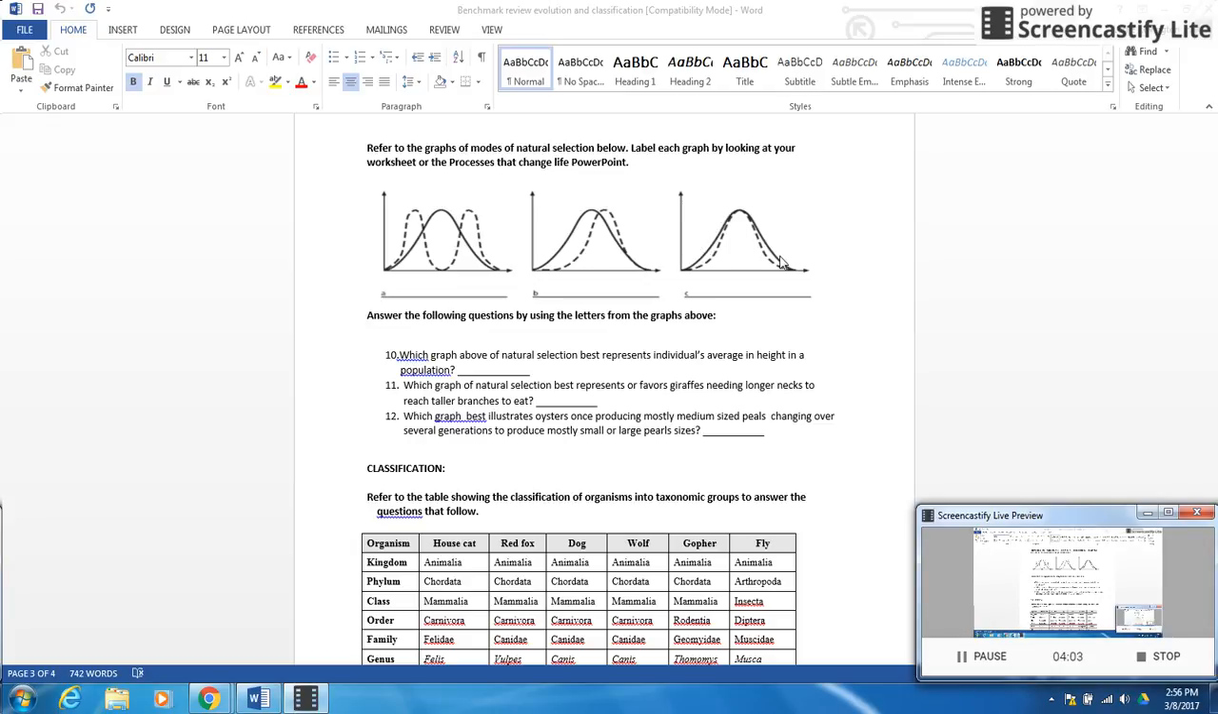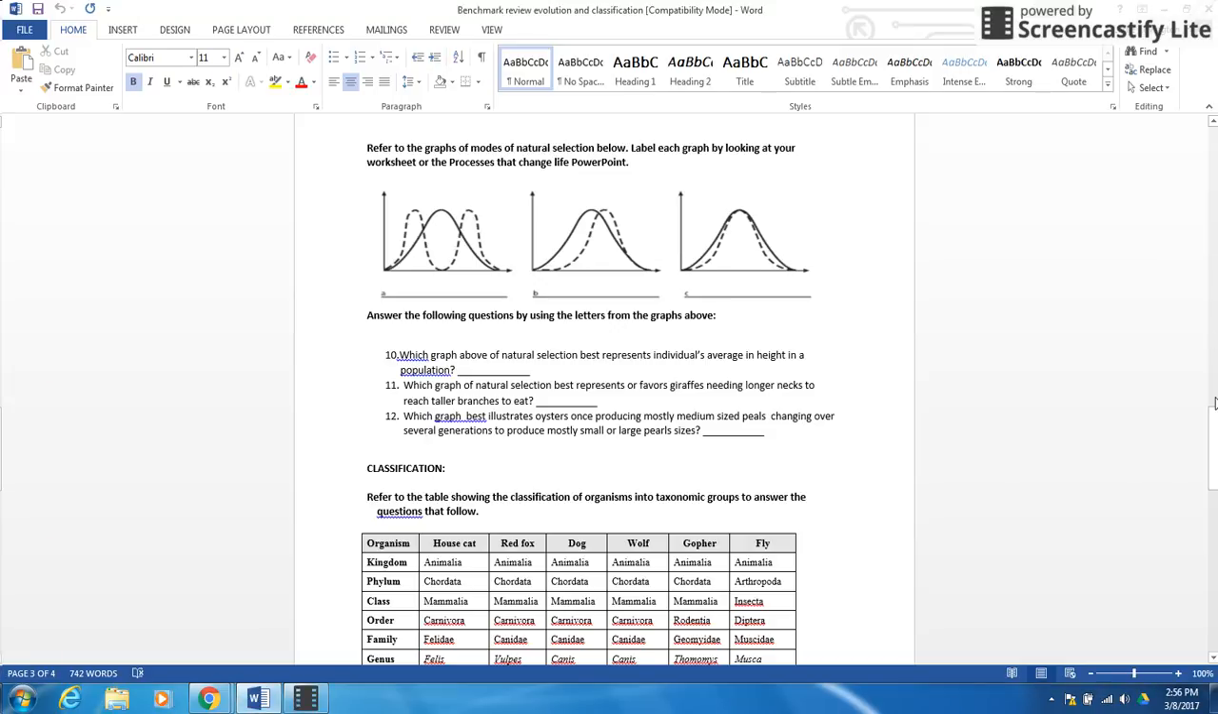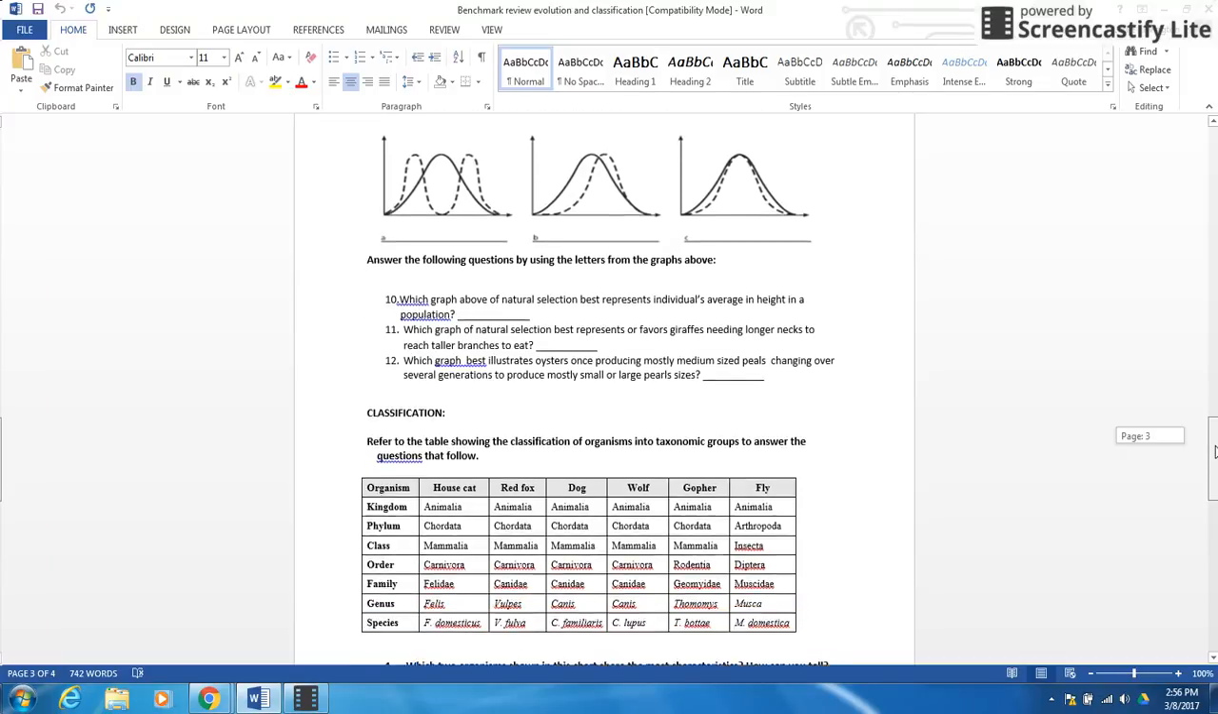Which graph of natural selection best represents individuals' average height and proportion? That would be C. That would be stabilizing. 11 says, which graph of natural selection best represents or favors giraffes needing longer necks to reach their taller branches? That would be B, directional selection. And 12 is, which graph best illustrates oysters once producing mostly medium-sized pearls changing over several generations to produce mostly small or large-sized pearls? And that would be A, disruptive selection.